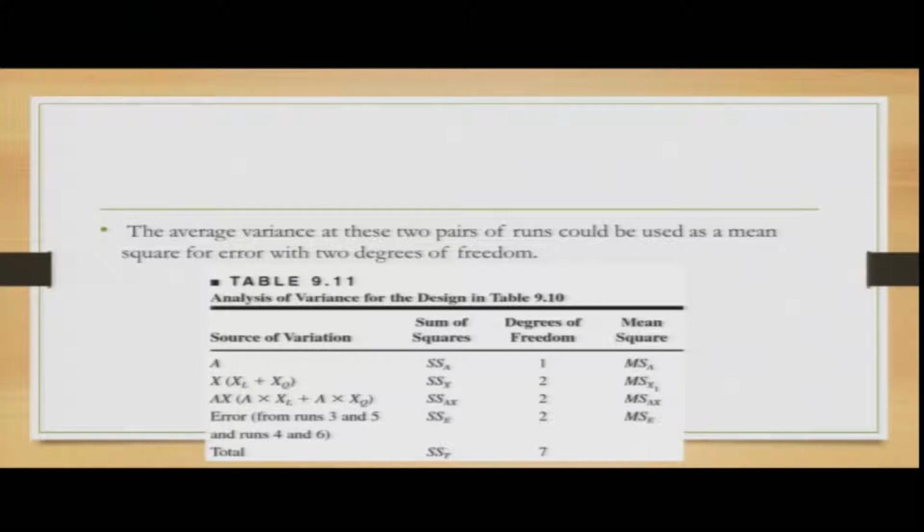So, now you have the mean squares. The mean squares give you the values of the F statistic. Based on that, you can comment on the level of significance.